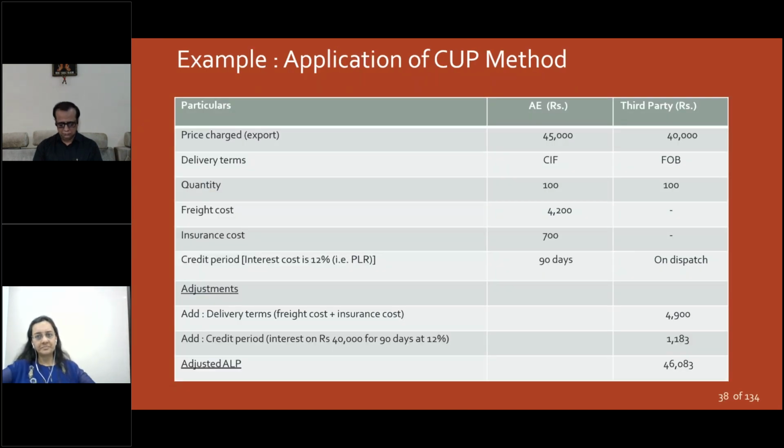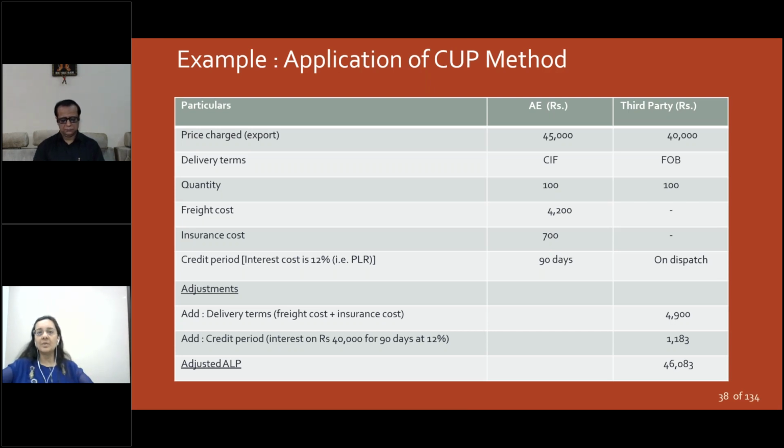Now in another example, you'll see here that I've charged 45,000 rupees. Delivery terms are CIF, quantity is 100, with freight and insurance cost, then 90 days credit. And to a third party, I'm selling at 40,000 FOB, same quantity of 100, no freight or insurance, and the credit period is that they have to pay me on dispatch. So here, I can adjust for delivery terms and for credit period. Now my third party price becomes 46,083, because I'm not giving the third party the benefit of delivery terms or of credit period, and my AE price stays at 45,000.